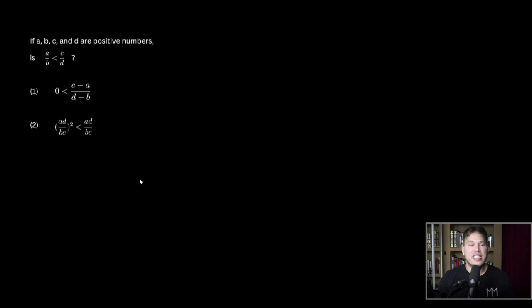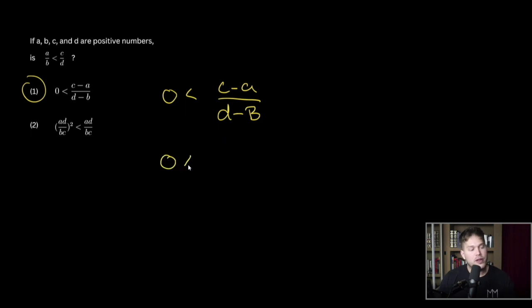If a, b, c, and d are all positive numbers, is a over b less than c over d? Statement 1 tells us that 0 is less than (c minus a) over (d minus b). If we multiply both sides by d minus b, we'd be left with 0 is less than c minus a. And so this implies that c is greater than a. However, we don't know anything about our b and our d values. Therefore, statement 1 is not sufficient.